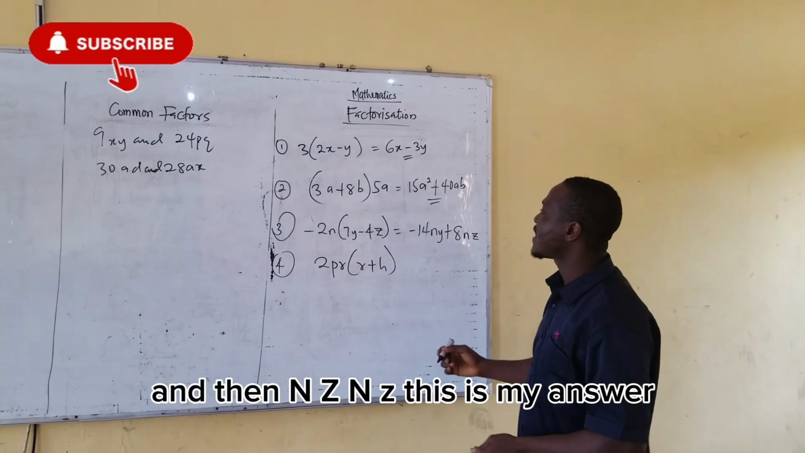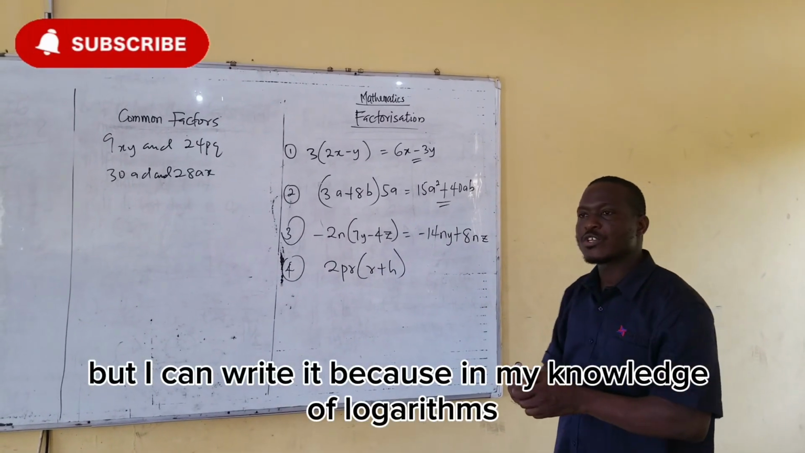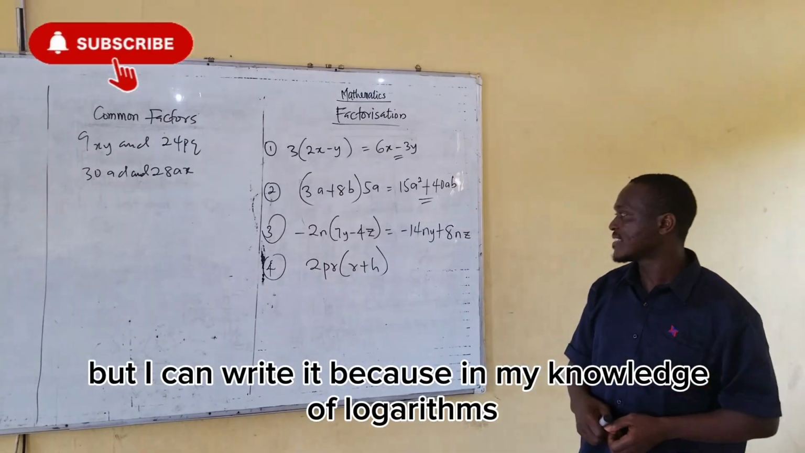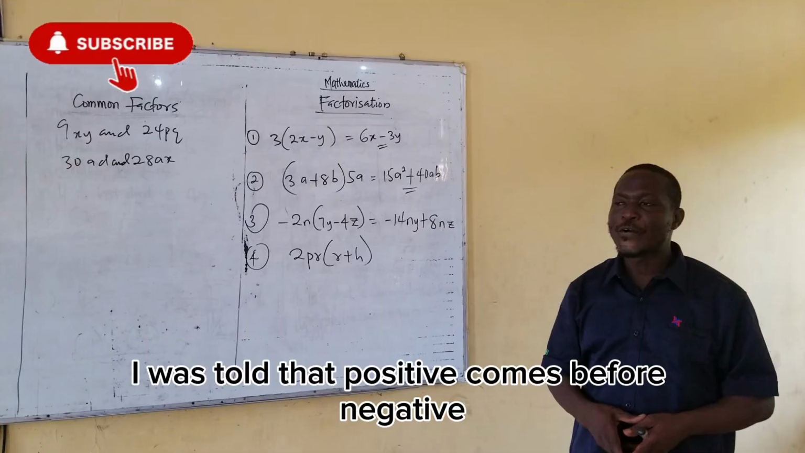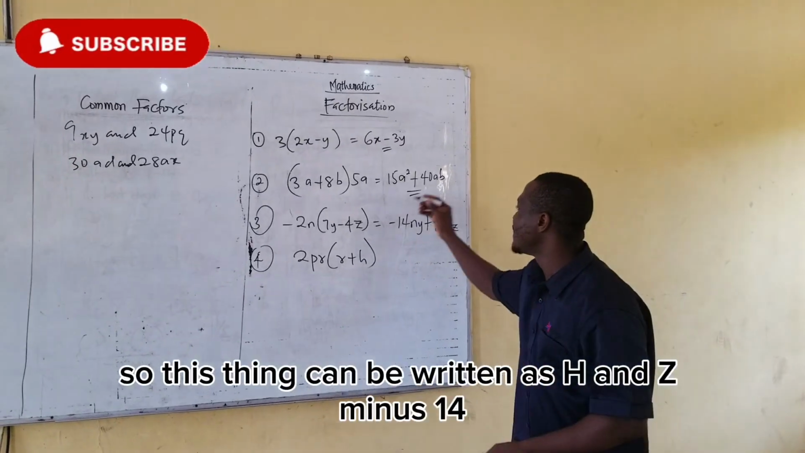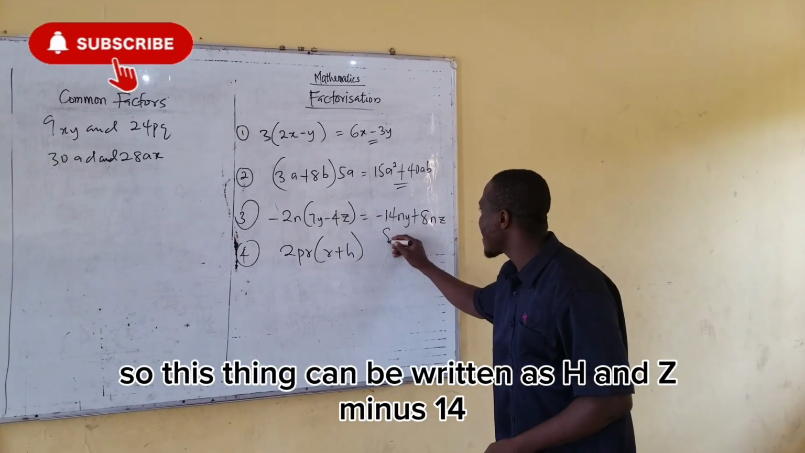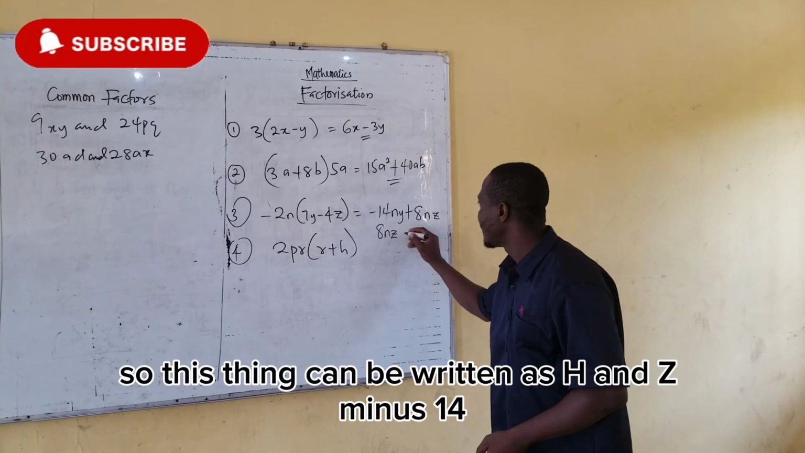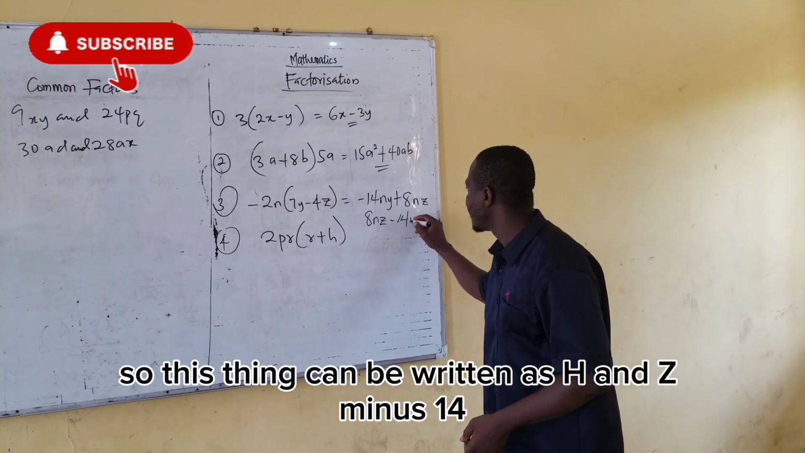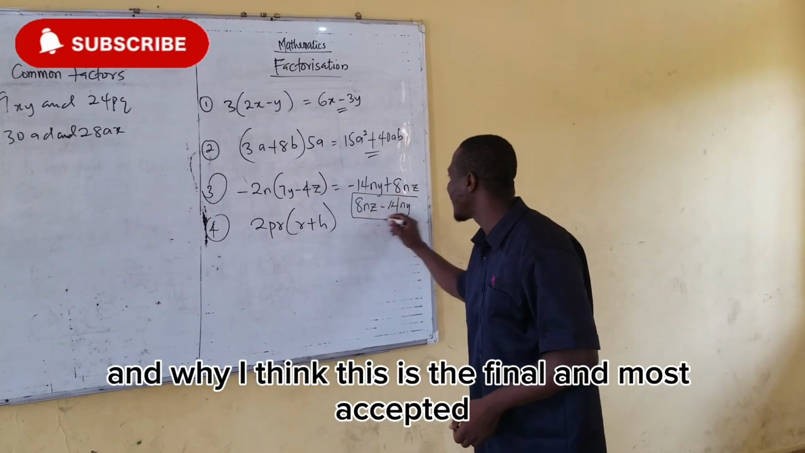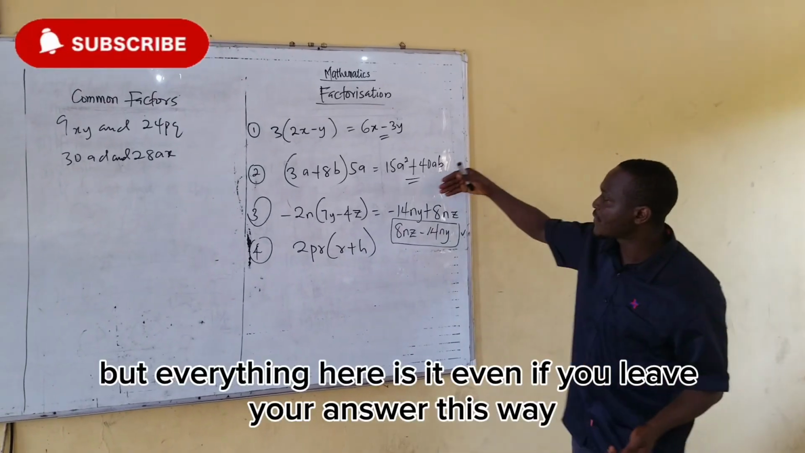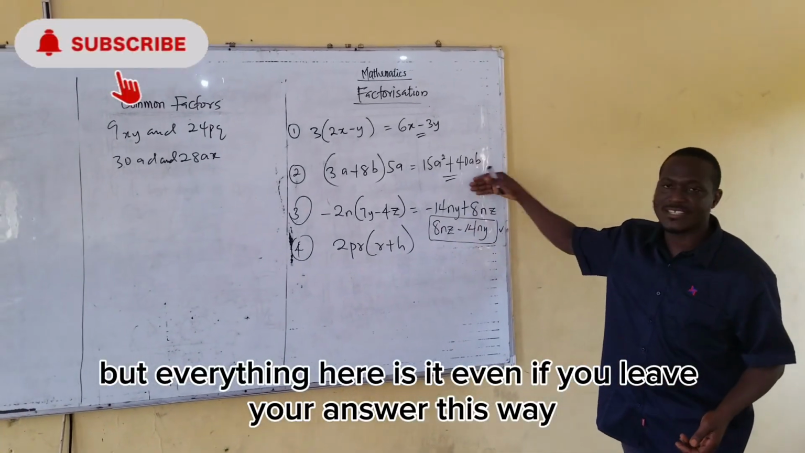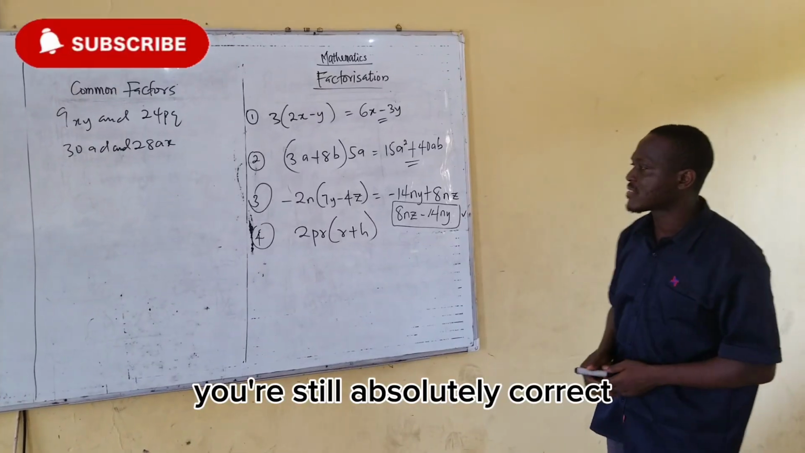nz. This is my answer, but I can rewrite it because in my knowledge of O-level maths, I was told that positive comes before negative. So this can be rewritten as 8nz minus 14ny. So this is the final and most accepted answer. But everything here is correct. Even if you leave your answer this way, you are still absolutely correct.